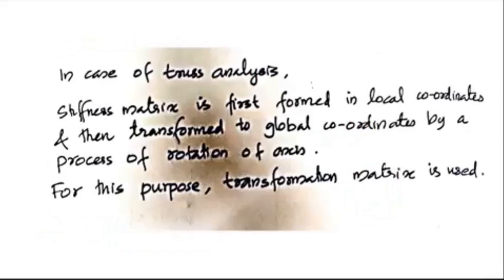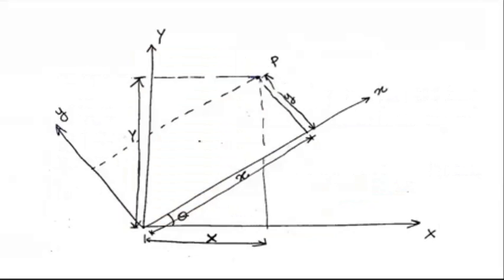So in case of truss analysis, the stiffness matrix is first formed in local coordinates and then transformed into global coordinates by the process of rotation of axis. That is called rotation of axis. And for this purpose, we'll be using the transformation matrix. I'll derive the transformation matrix. This one you may have already known.